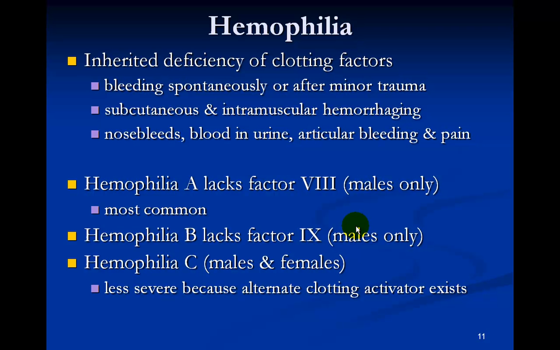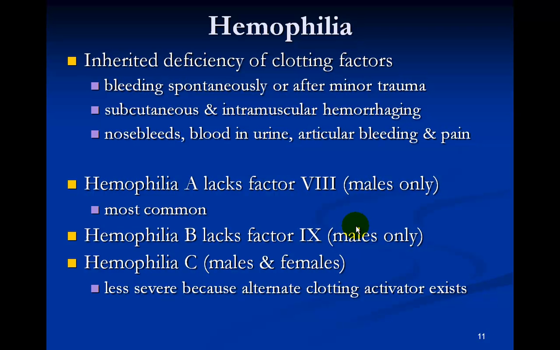Sometimes it's subcutaneous and intramuscular hemorrhaging, so you don't even see the blood loss. Oftentimes you see just spontaneous nosebleeds, blood in the urine, articular bleeding, and pain. Three types of hemophilia. Hemophilia A, the most common, lacks clotting factor 8, and that's the hemophiliac clotting factor. This is obviously most common.